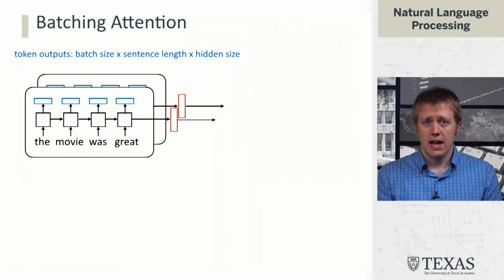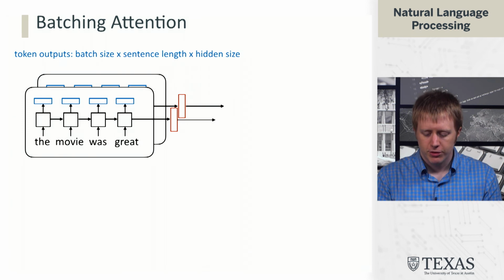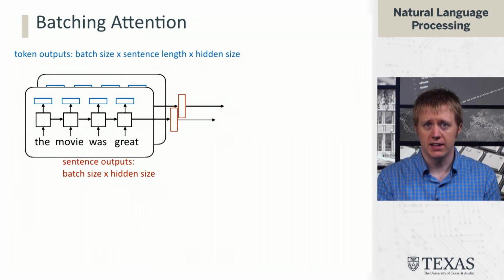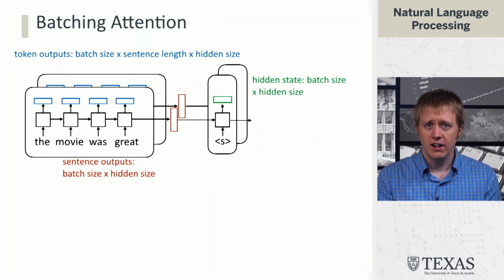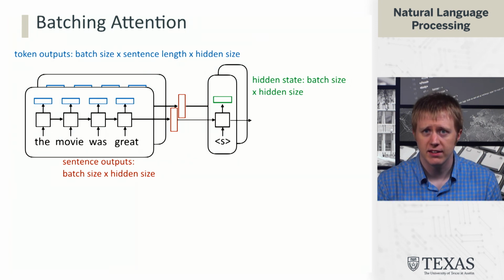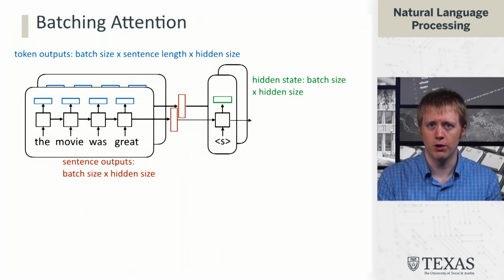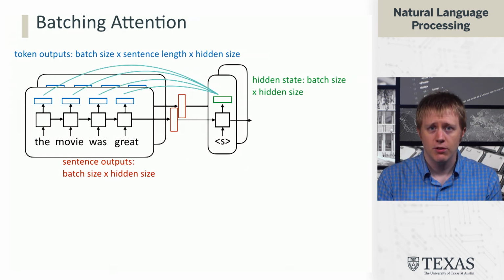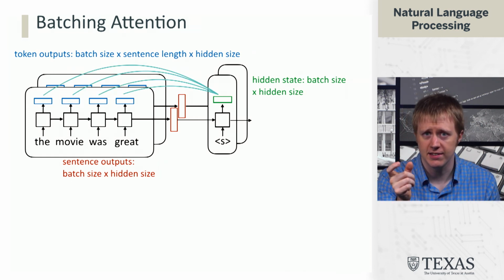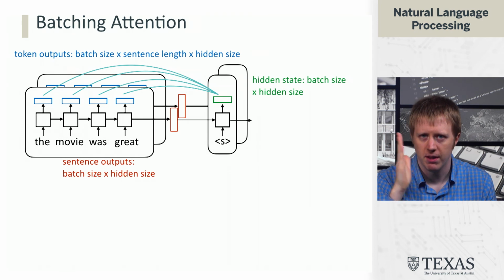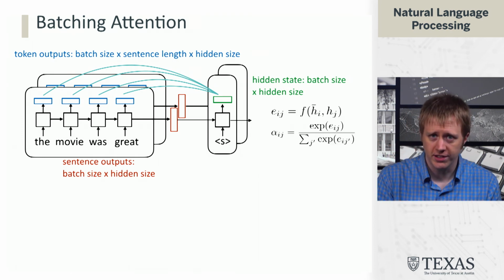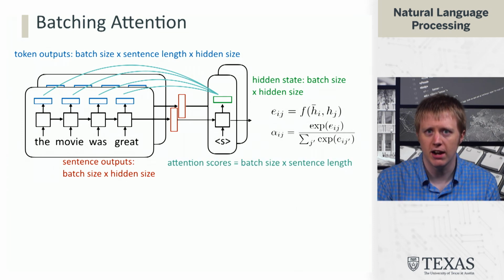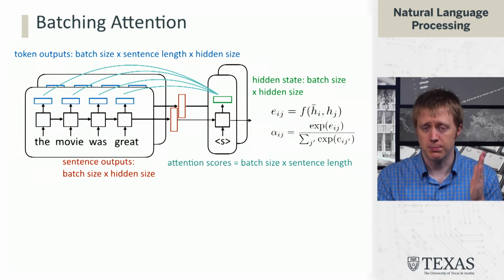All right, and then when we pass this stuff to our decoder, we have batch size by hidden size outputs from each sequence. And then in our decoder, we have one hidden state per batch index. And for each of those hidden states, remember we have to compute this dot product or whatever operation you're using with everything from the encoder output. This is a little bit complicated because we end up with attention scores that are going to be batch size by sentence length.